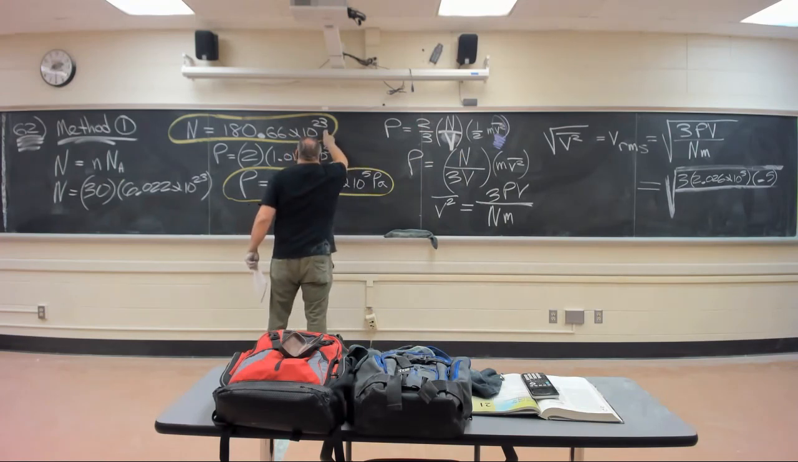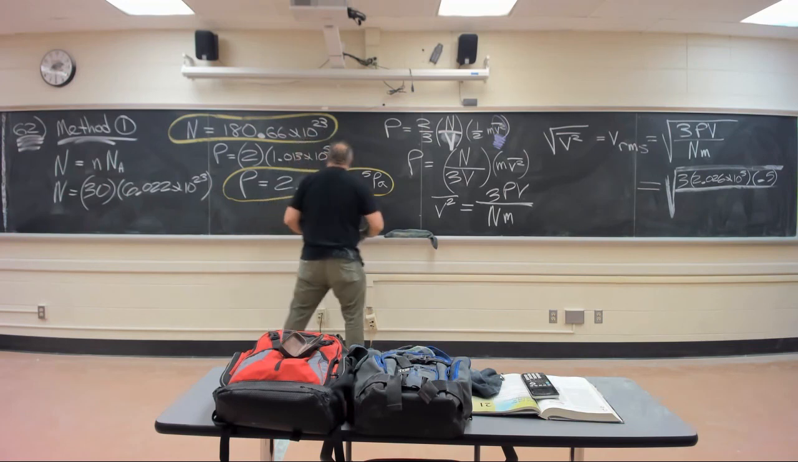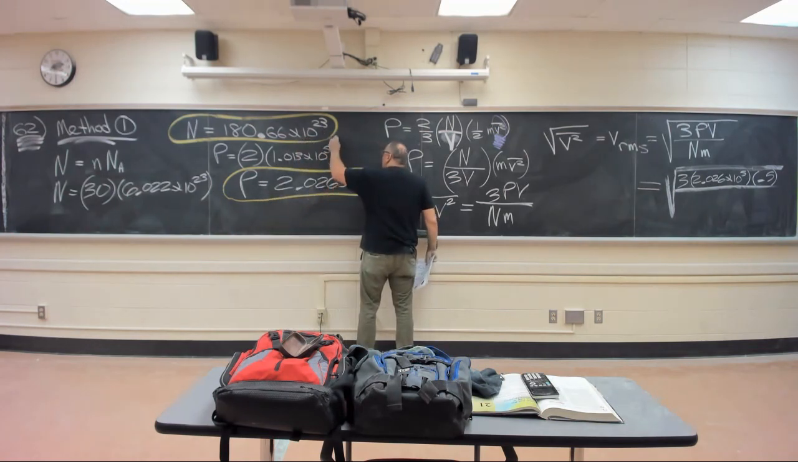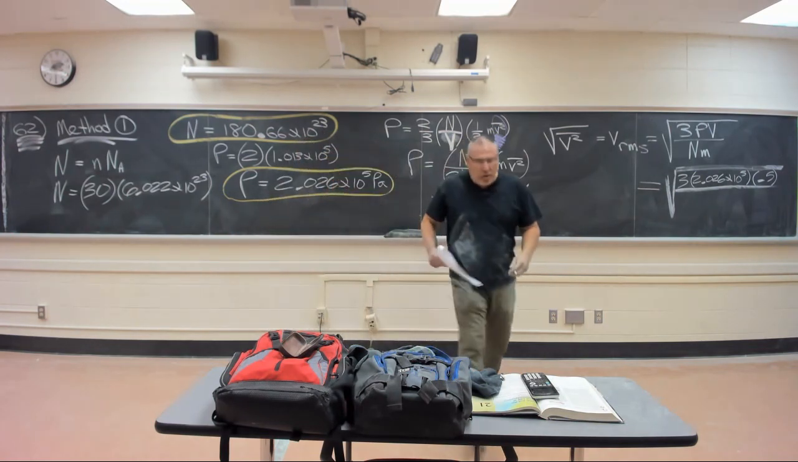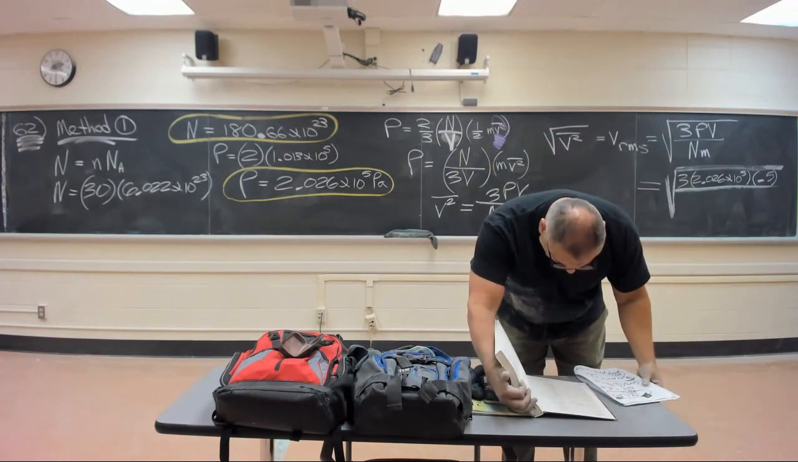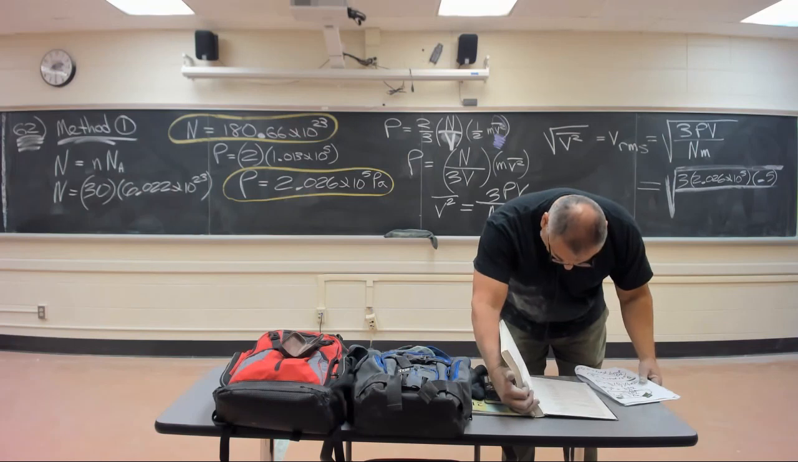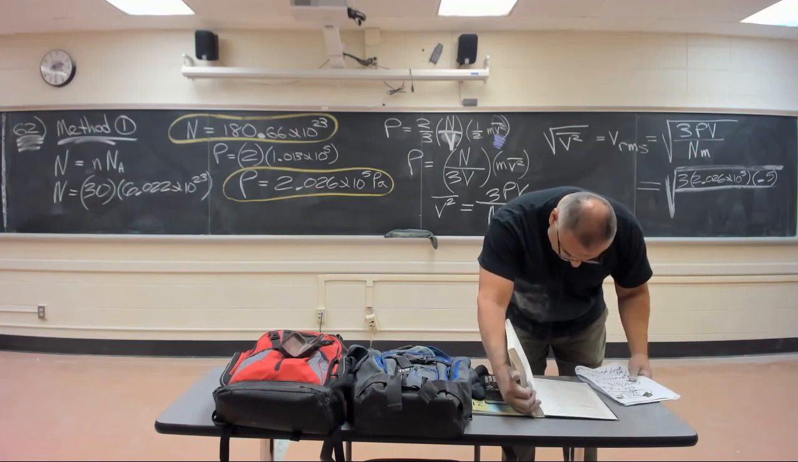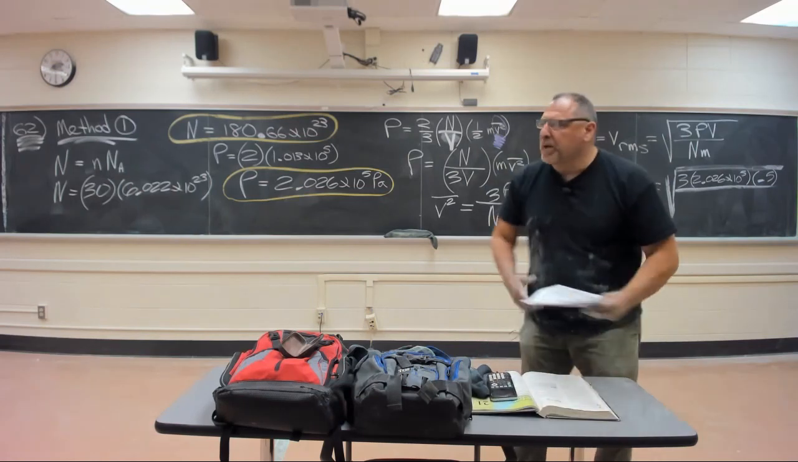180.66 times 10 to the 23rd particles, times, like I said, I'm going just on what they said. I said 10 to the 27th. I hope I'm right. 1.66, yeah, something like that. 1.66 times 10 to the negative 27.